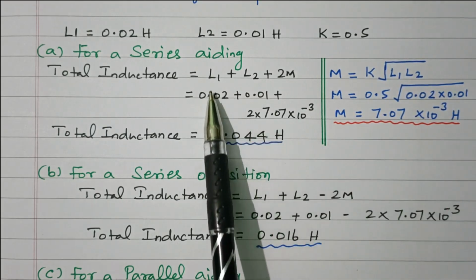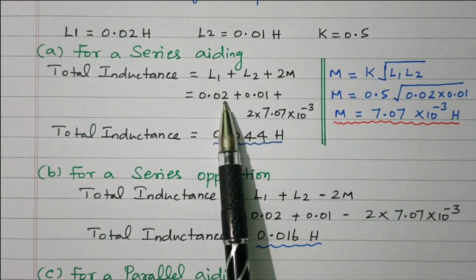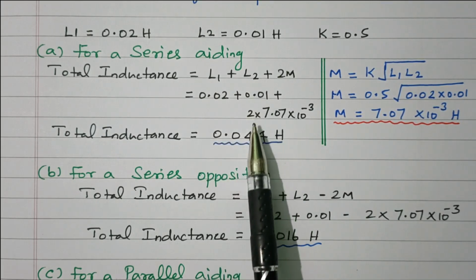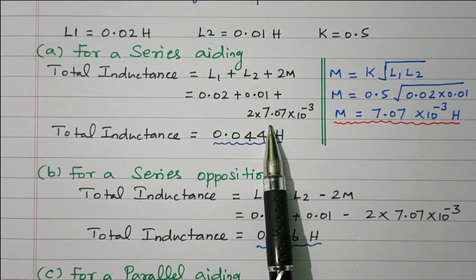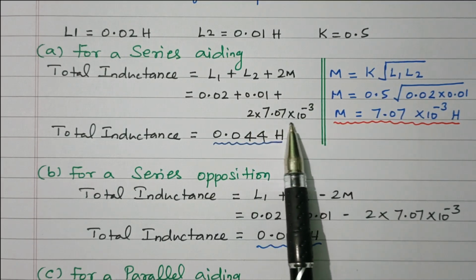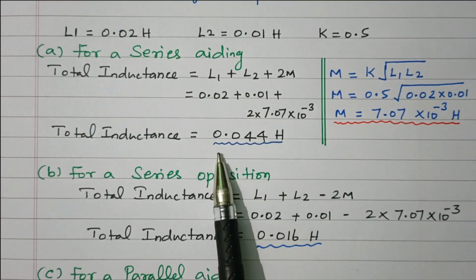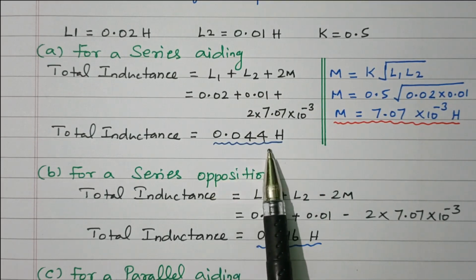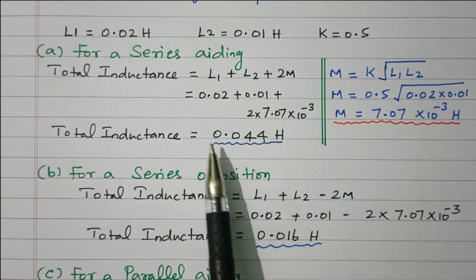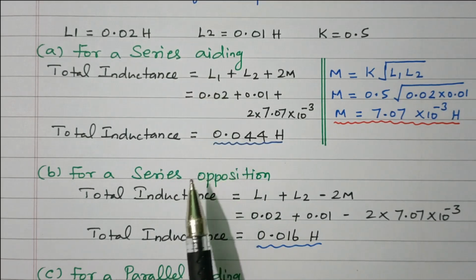Now we can substitute this value: L1 0.02, L2 0.01 plus 2 into M. M is 7.07 into 10 to the power minus 3. So after simplification we got 0.044 Henry, the total inductance in case of series adding.